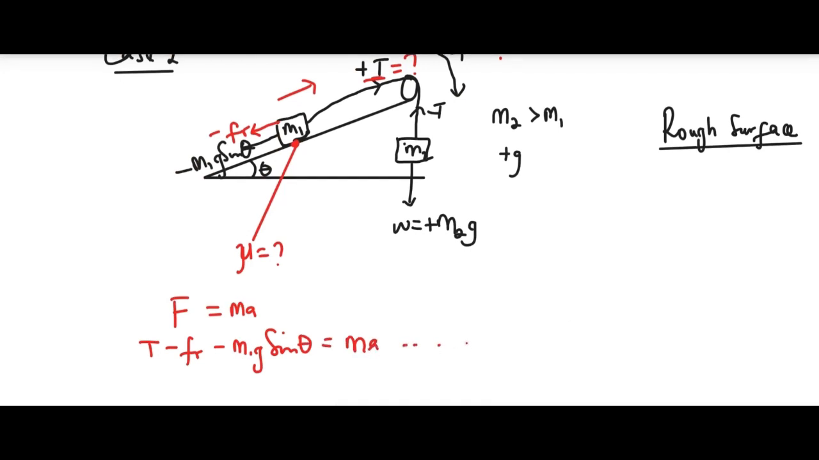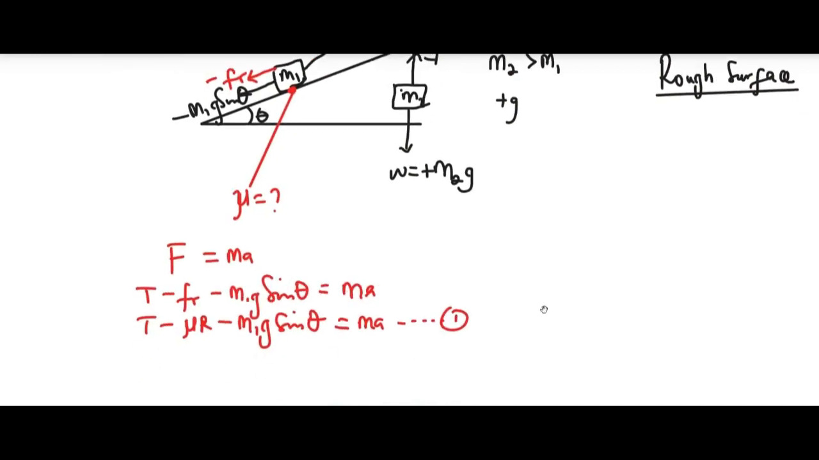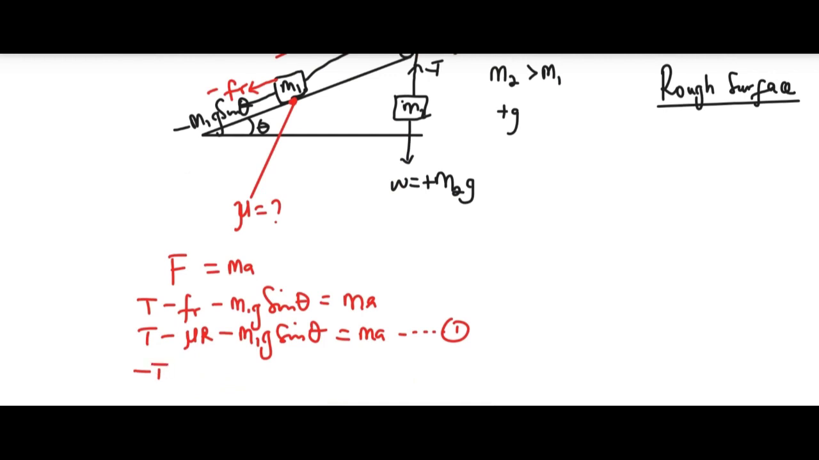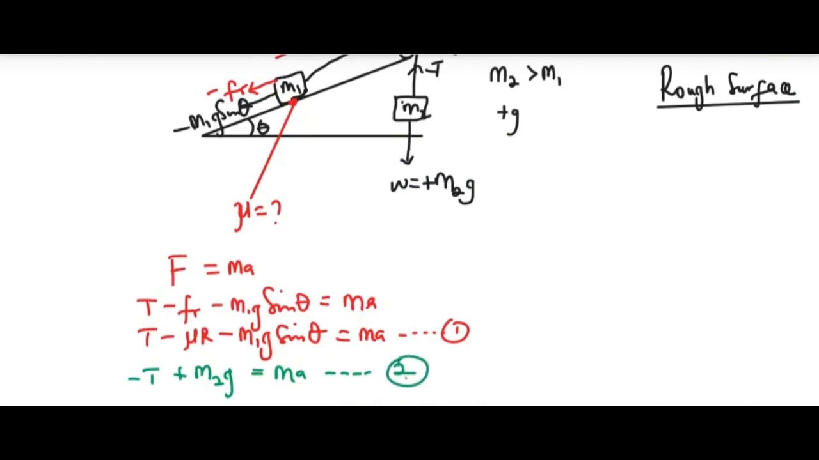So this is my equation 1. But before I go there, I can have my mu R in place of FR because you know FR is the same thing as mu R, right? If that is the case, what do I have here? Minus mu R minus m1g sine theta, everything equals ma. This would be my equation 1. So for the second part of it, equation 2, let me change that color. I have minus T plus m2g equals ma. This is your equation 2. That's all for this case.